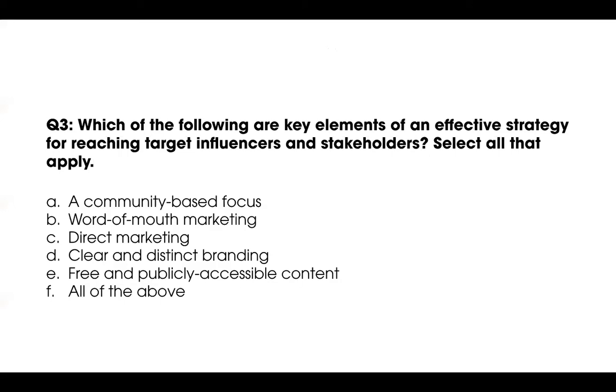Now, which of the following are the key elements of an effective strategy for reaching target influencers and stakeholders? Select all that apply. A, a community-based focus. B, word-of-mouth marketing. C, direct marketing. D, clear and distinct branding. E, free and publicly accessible content, or F, all of the above.